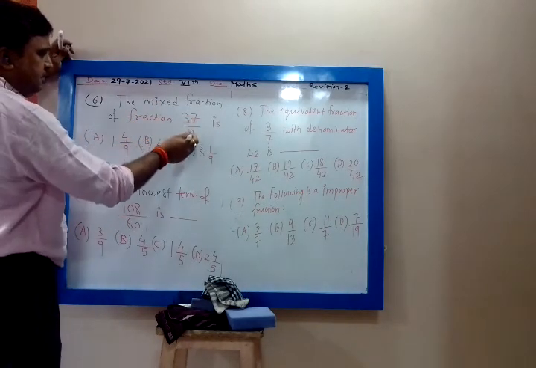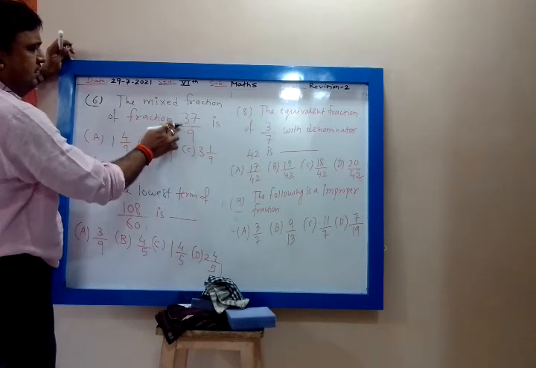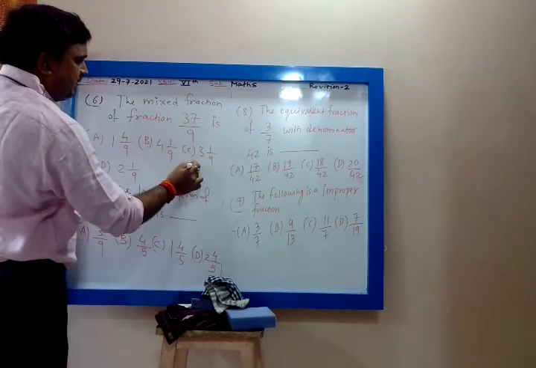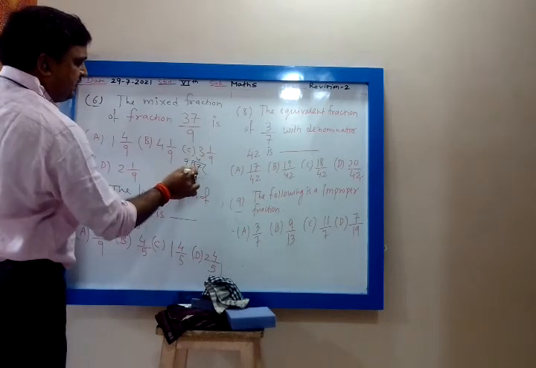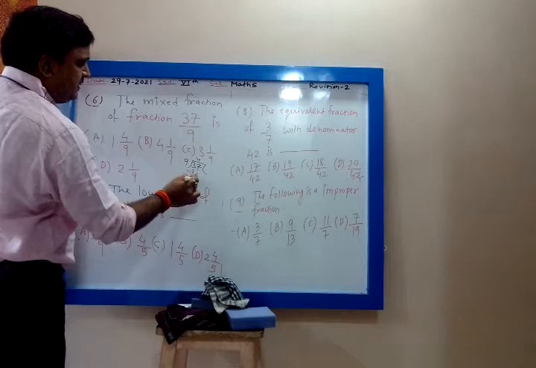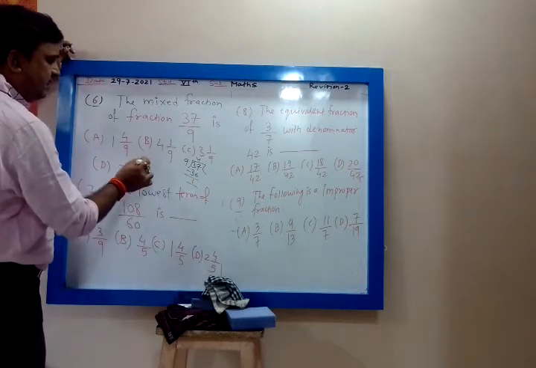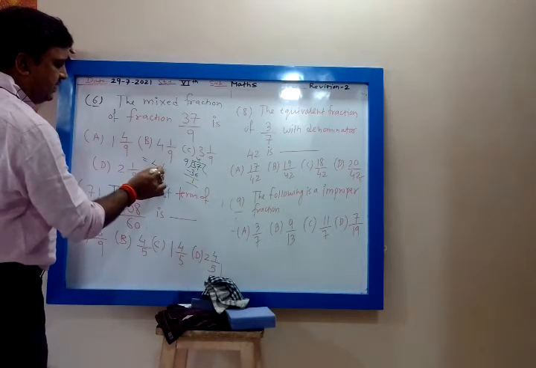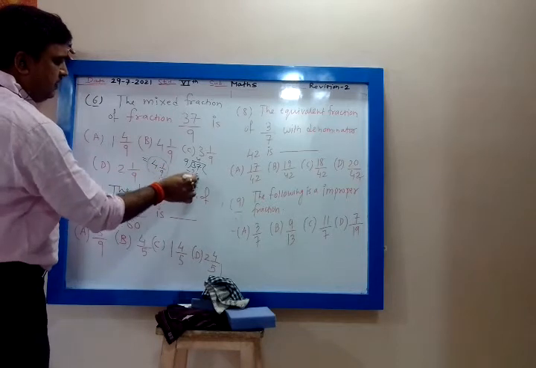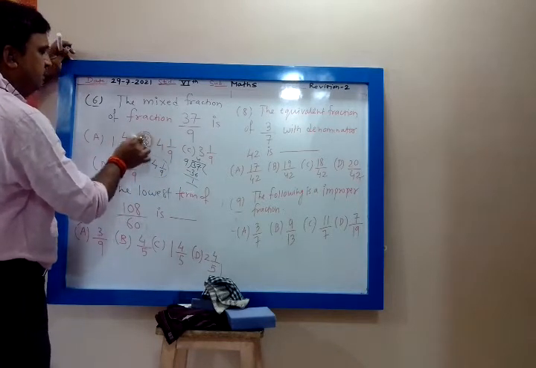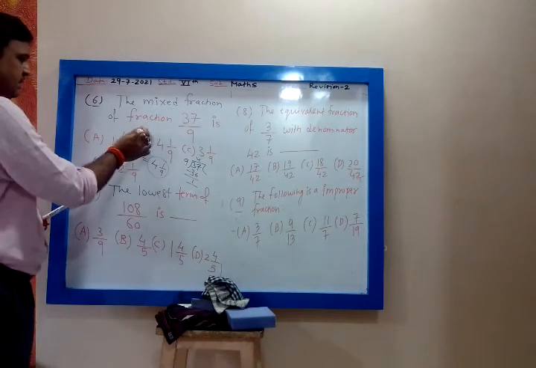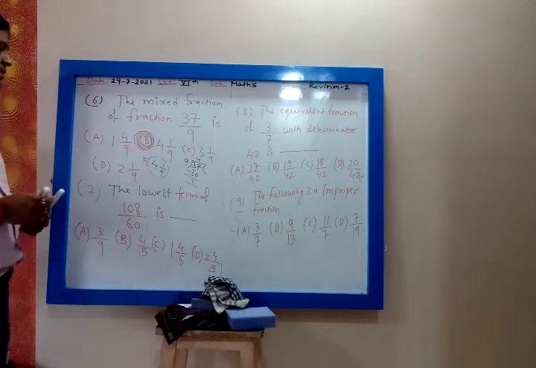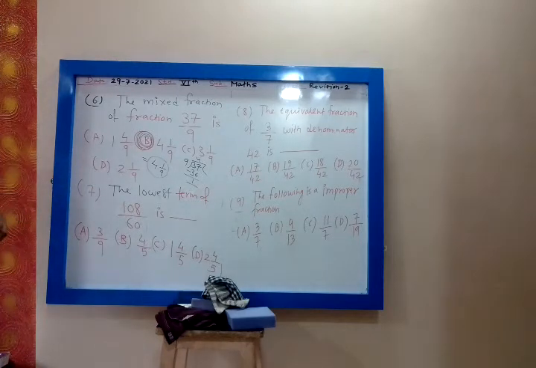So 37 upon 9. To convert improper fraction into mixed fraction, we divide 37 by 9. 9 fours are 36. Then 1 is the remainder. So I can write 4 and 1 by 9. 1 will go up. So option B is correct. 4 and 1 by 9 is the correct option. Very good. So all of you are giving the correct answer.